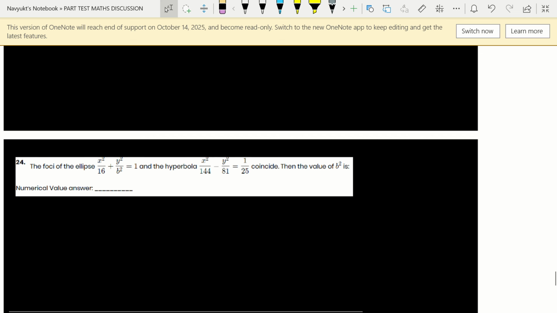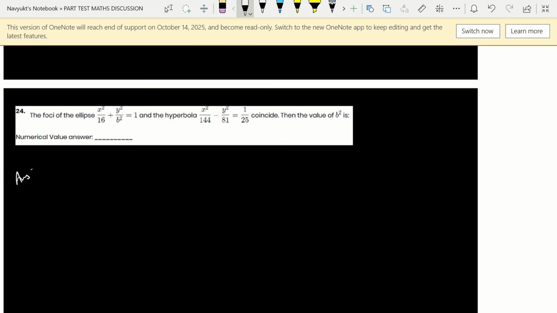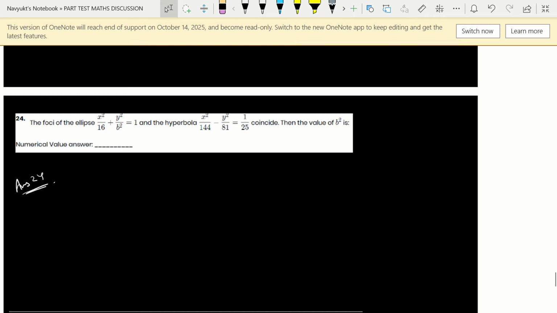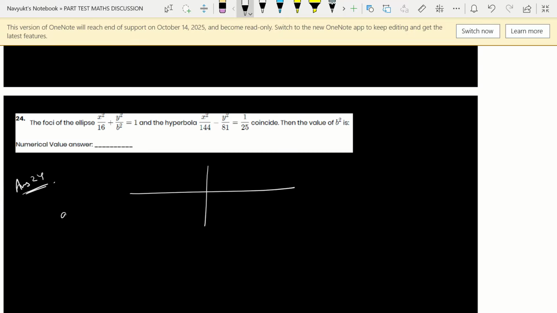Question number 24. What it says: the foci of the ellipse and the hyperbola coincide. Fine. So what is the meaning of two points coinciding? They have the same coordinates, right? So first of all, both of these will have what kind of coordinates of the foci? They will have plus minus a comma 0 only, correct? Because these are standard. This is the kind of ellipse and the same kind of hyperbola we have, so that their foci are the same.